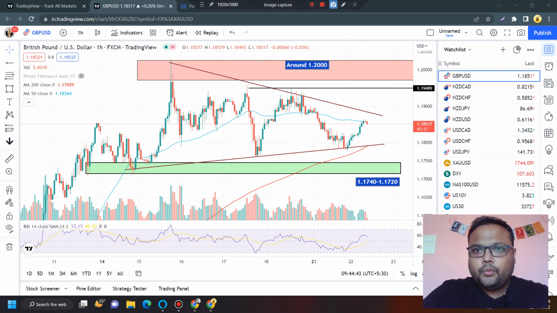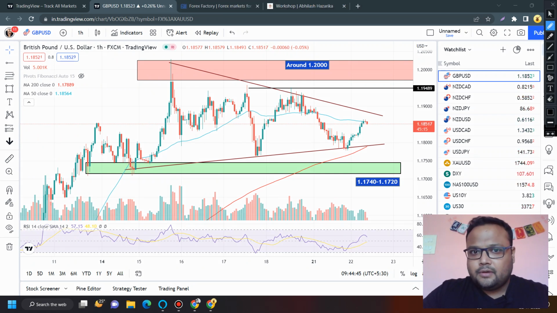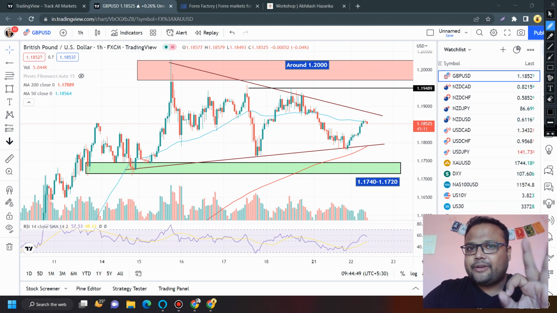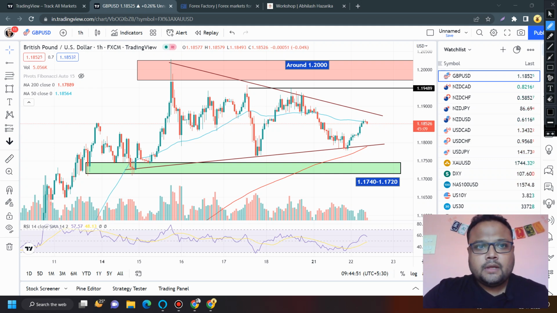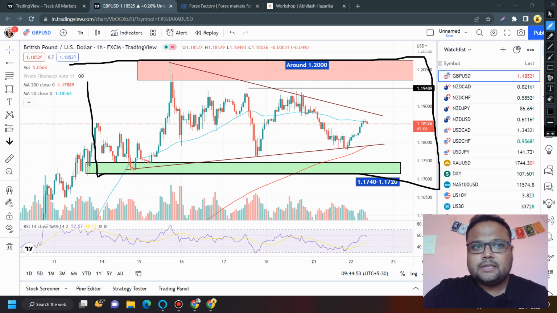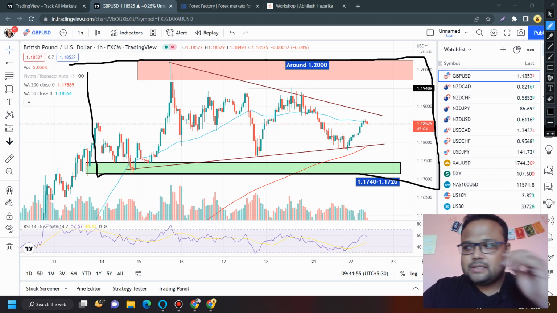So overall, we can see a sideways, choppy market. There is no proper direction. This market is not a trending market. The present trend of GBP USD is not trending. This is very much clear to us.